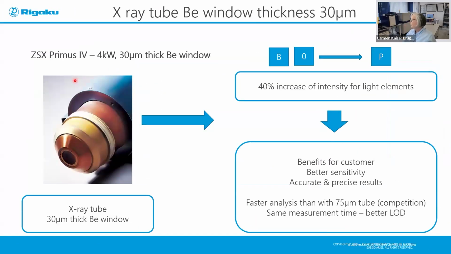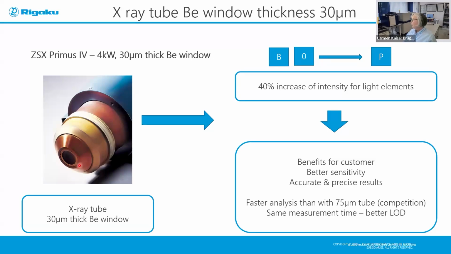So if we look at our X-ray tube, it consists of a rhodium anode, so it's a 4 kilowatt tube. But the important thing for you to note is that we have a very thin beryllium window here. And the beryllium window thickness is 30 micron.